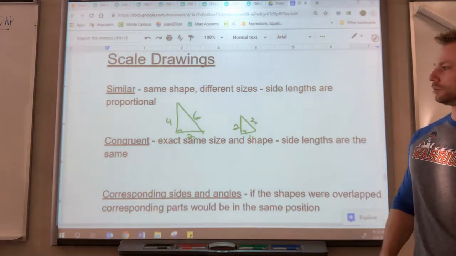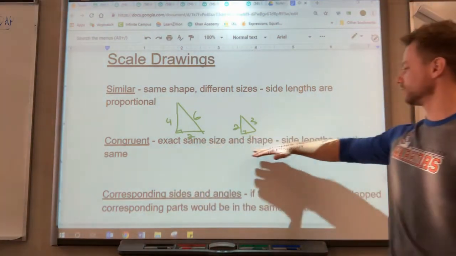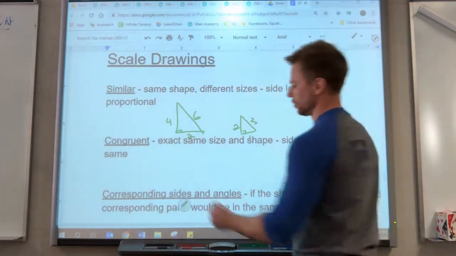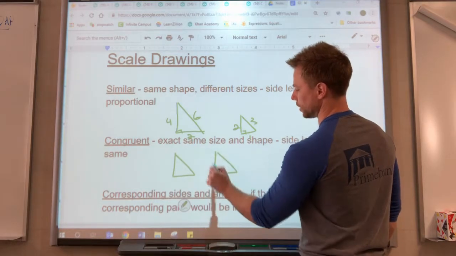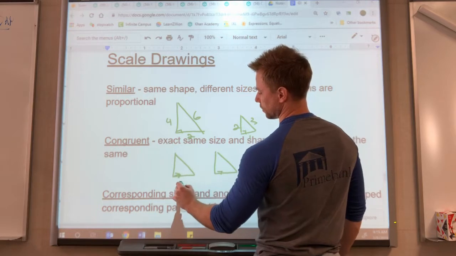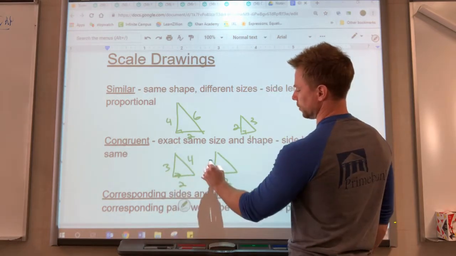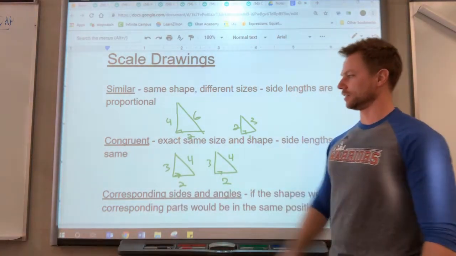That makes them similar. If two shapes are congruent, they are the exact same size and shape, and the side lengths are the same. So that would be just two identical triangles. Okay, if we go with right triangles again, the side lengths, if it was 2, 3, and 4, it would be 2, 3, and 4 again. They're going to be exactly the same.